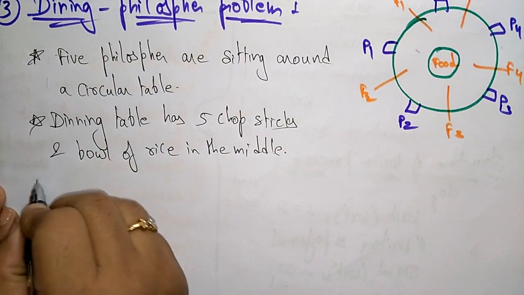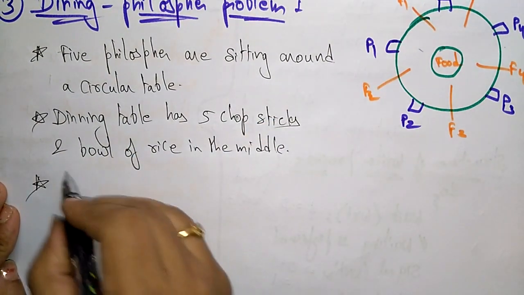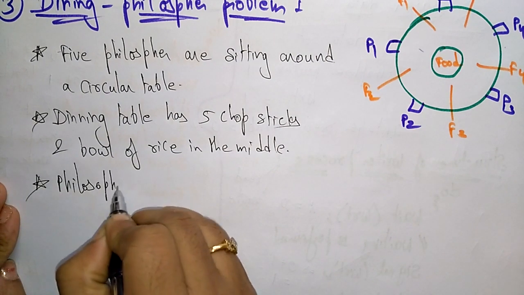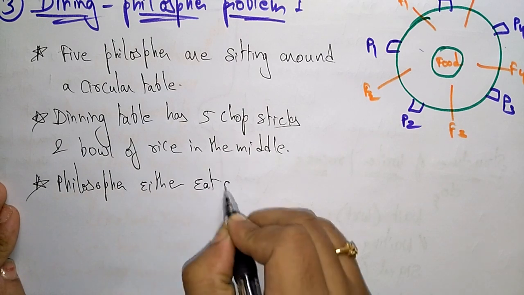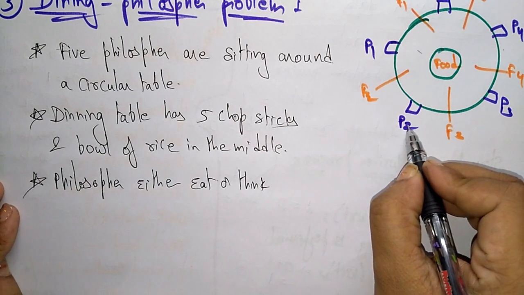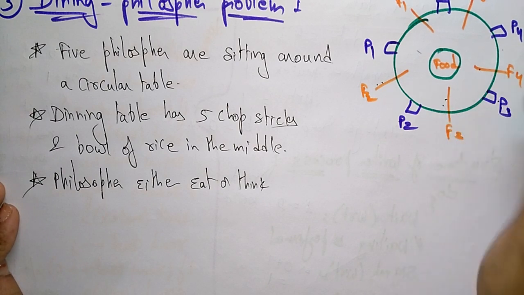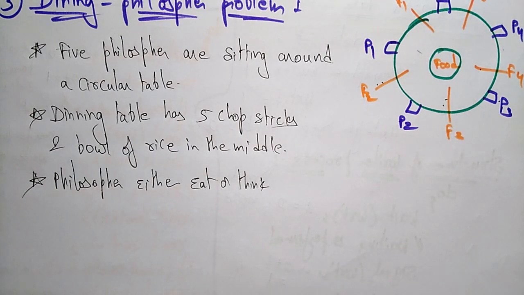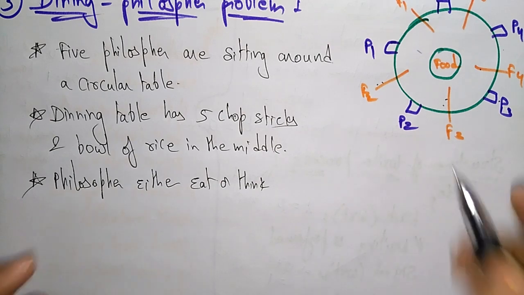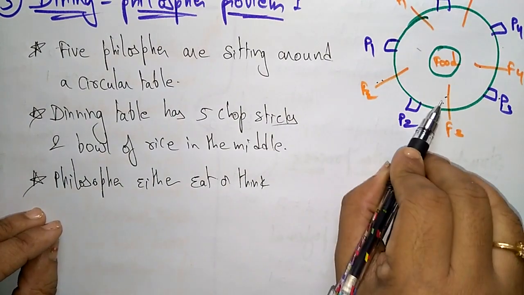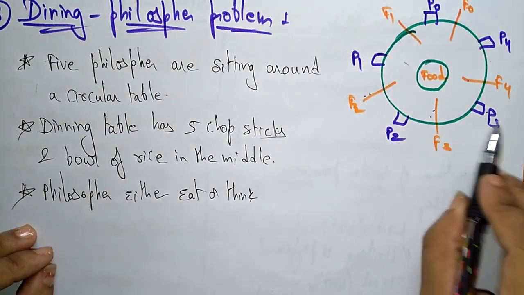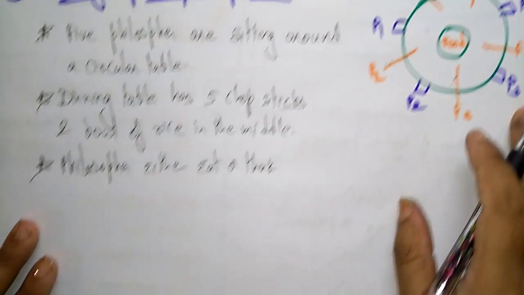And next, the philosopher either eats or thinks. If a philosopher wants to eat, he has to pick 2 forks, from the left side and the right side. He has to pick this fork and this fork, because he can eat the food only with 2 chopsticks. With 1 chopstick he can't eat. So whenever he is taking these 2 chopsticks, the neighboring philosophers have to wait. That is the problem here.